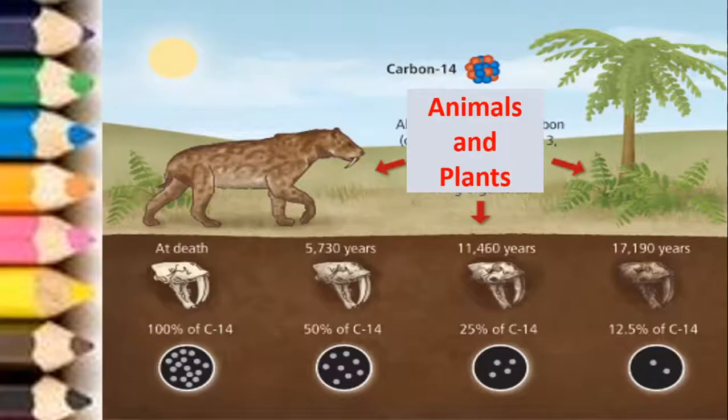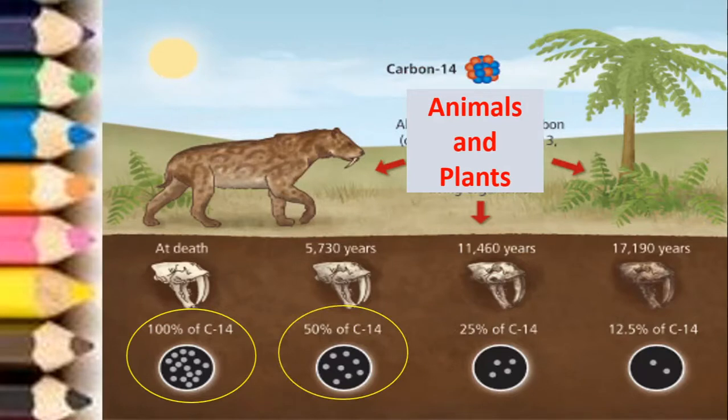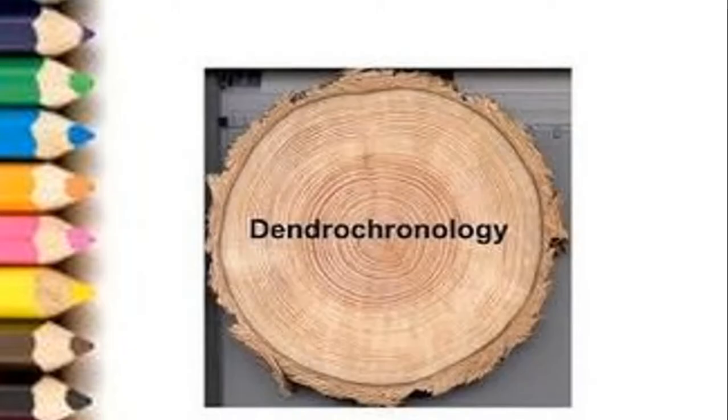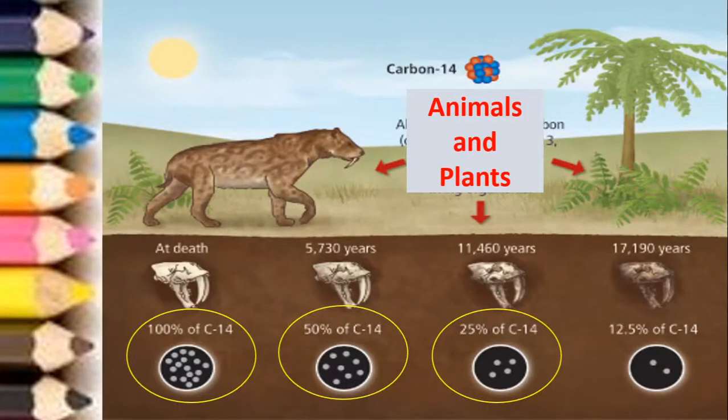Okay, one more clear picture for this. See, animals and plants, they all have carbon inside them. When an animal or a plant dies, you can see 100% carbon is there in their body. As the years pass, this carbon goes on reducing. See, from 100% it becomes 50%, from there it becomes 25%, and then it goes on reducing. That is how scientists come to know how old this particular thing is which we have found.